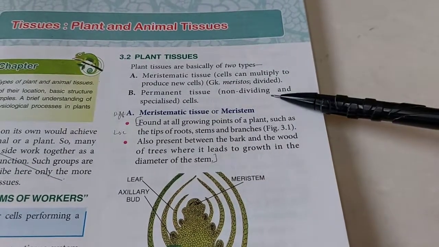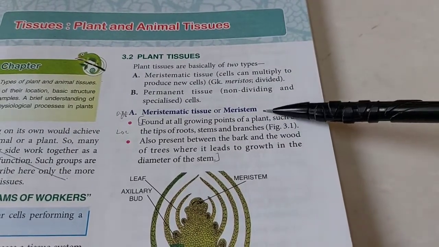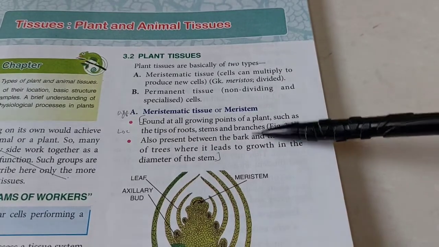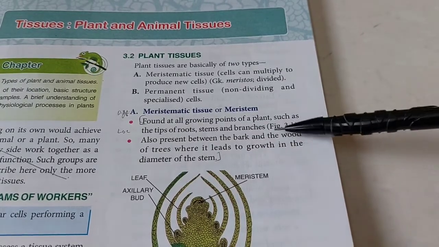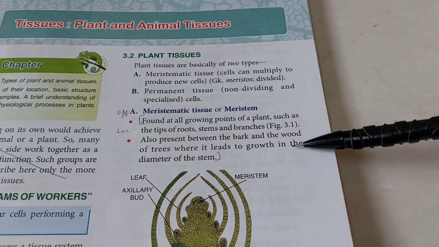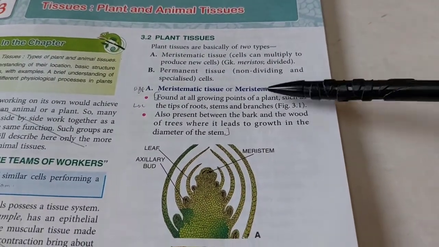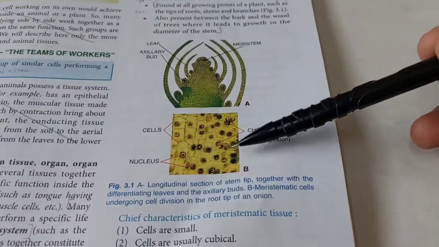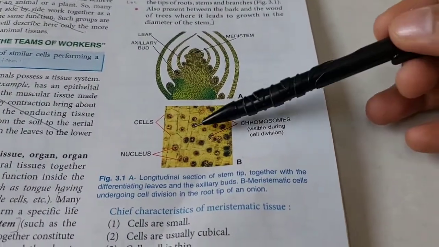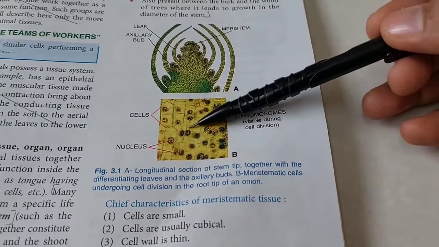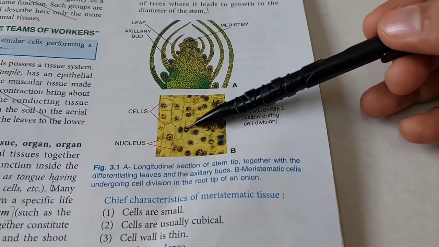So meristematic tissue is found at all the growing points of a plant. They are also found between bark and the wood of the trees. So they help in the growth in the diameter of the stem. So the stem becomes fatter, thicker, thanks to meristem. As you can see, there is no intercellular space between the cells at all. And the nuclei are also large, they're alive.